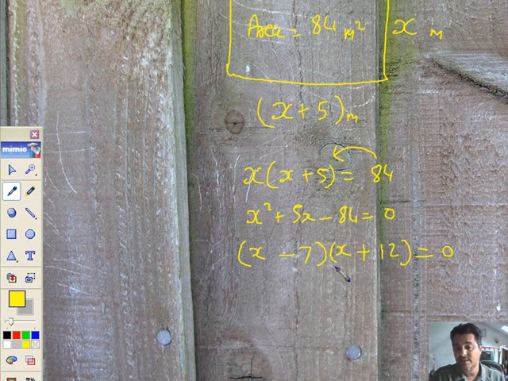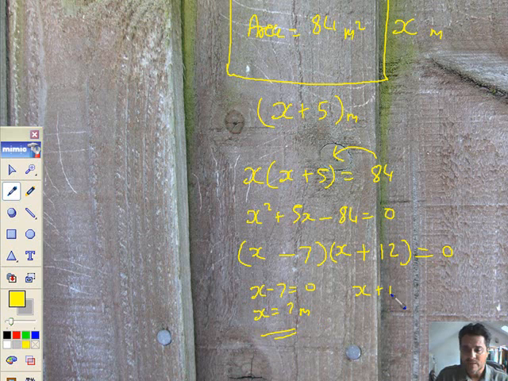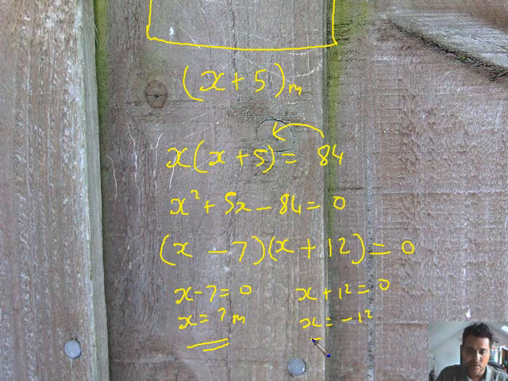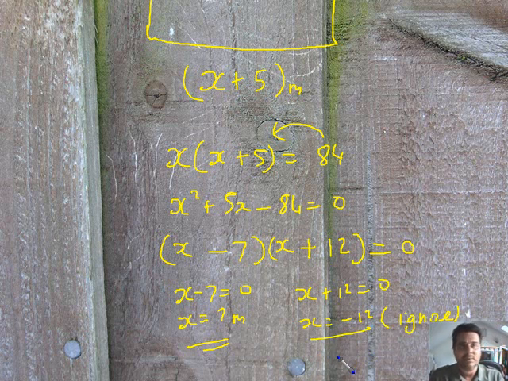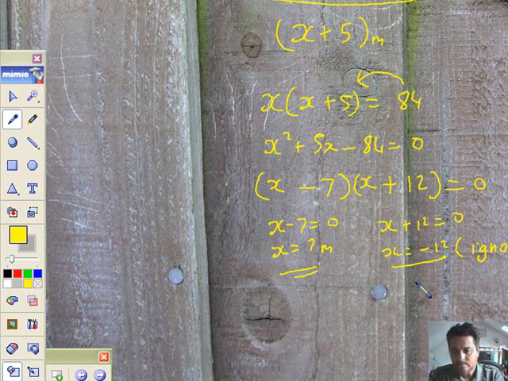I hope. So this is the lovely grade B quadratic as it goes, though it's sitting amongst grade A questions. So I've got x minus 7 equals 0, therefore x equals 7 meters. One solution. Now look at the next one. x plus 12 equals 0, so x equals minus 12. And next to that you write the word ignore. You ignore it because we don't have any negative lengths. Doesn't make sense. You have a length, and if you're underground, well, it's still a length, isn't it? So essentially x equals 7.